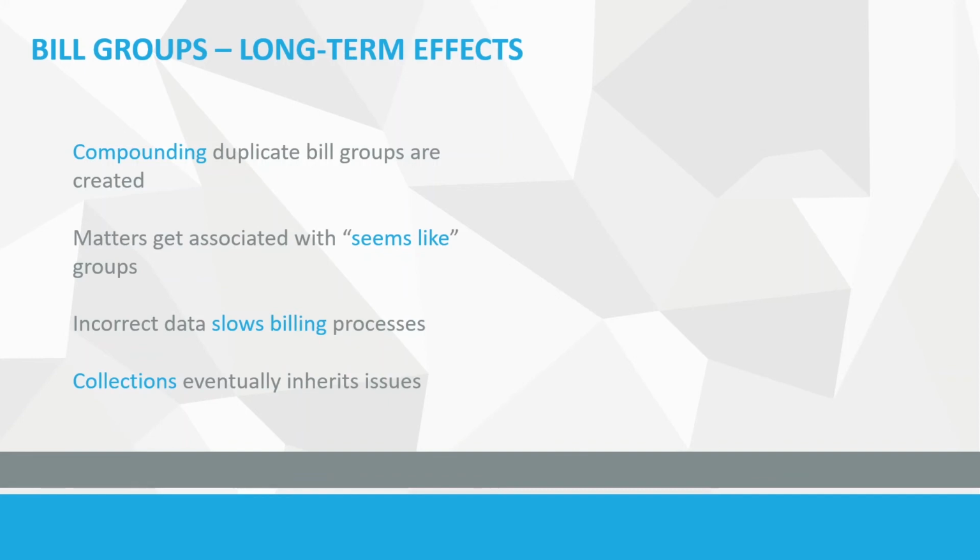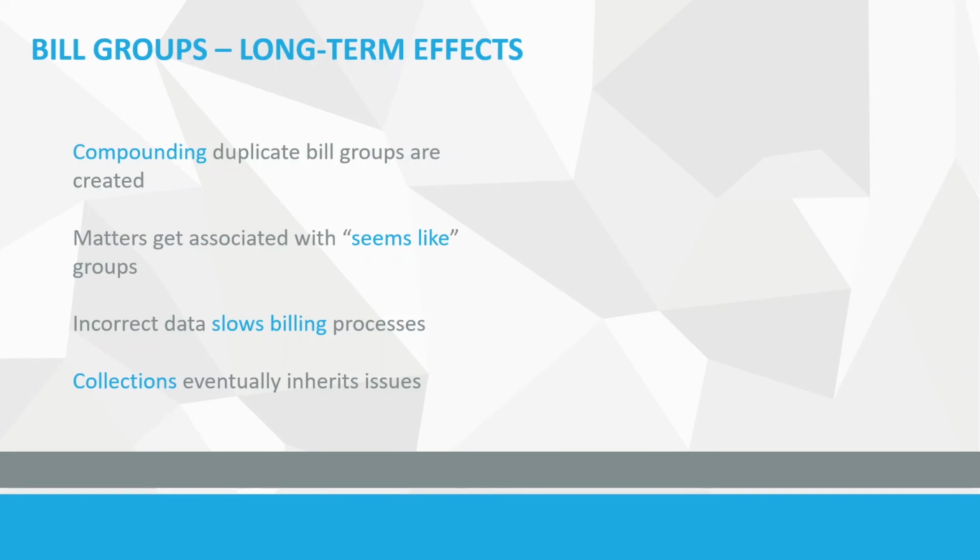And so ultimately what happens is downstream, matters are going to get associated with what we call the seems-like-the-correct bill group. On the surface, these bill groups may seem accurate, and some very deeply hidden information inside of that bill group could be incorrect, and those inaccuracies will complicate the billing process as you're trying to get bills out the door.